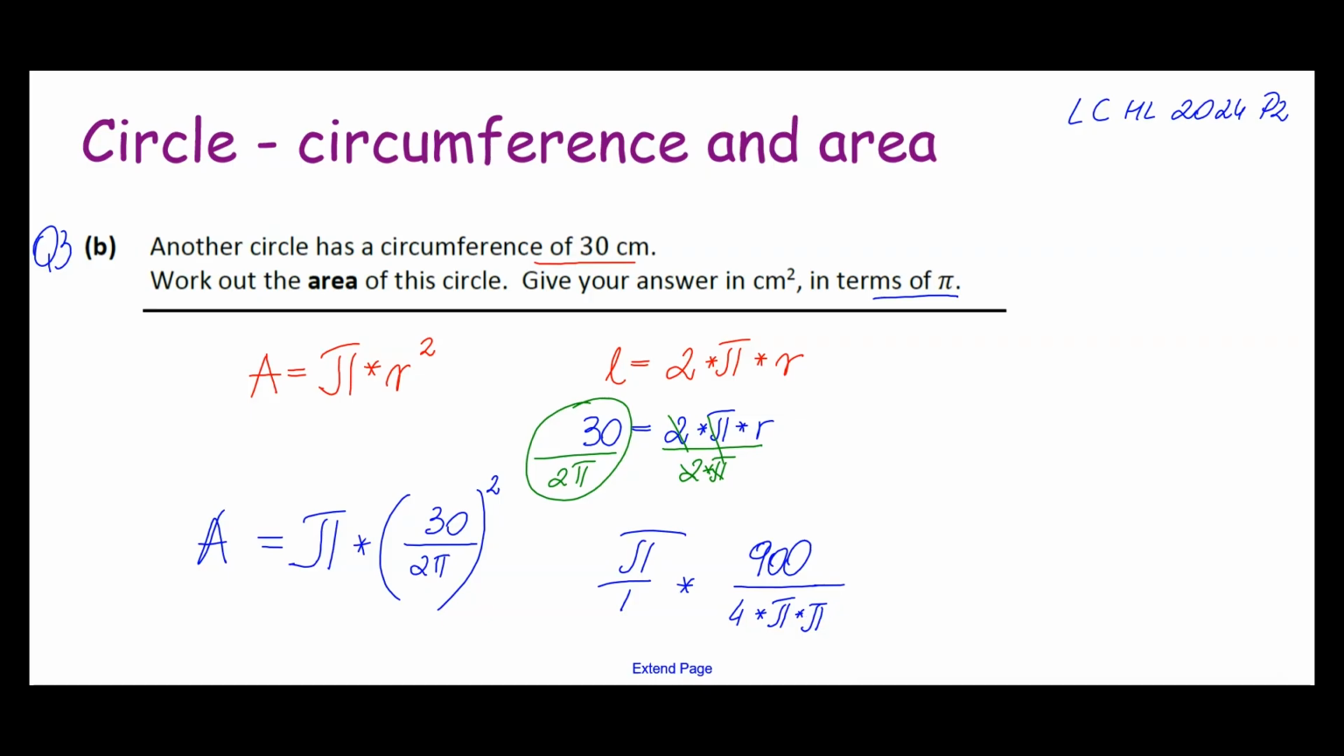And the reason why I wrote that, so that we can see it clearly, is that this pi will simplify with this pi. Now, I'm wondering whether 900 can divide evenly by 4. So when we put in the calculator 900 divided by 4, we get what? 225. So that means on top of the fraction, I have 225. And on the bottom of the fraction, I am left with 1 and pi, meaning pi. So that is the area given in terms of pi.